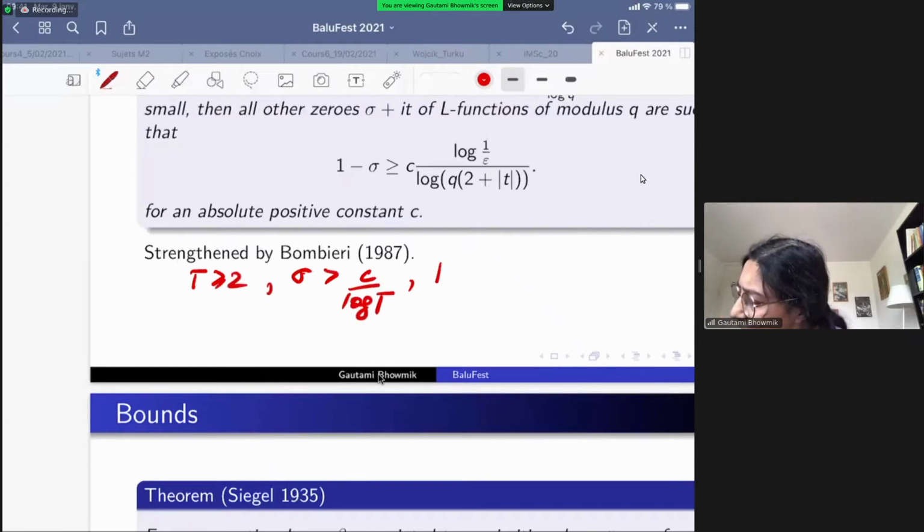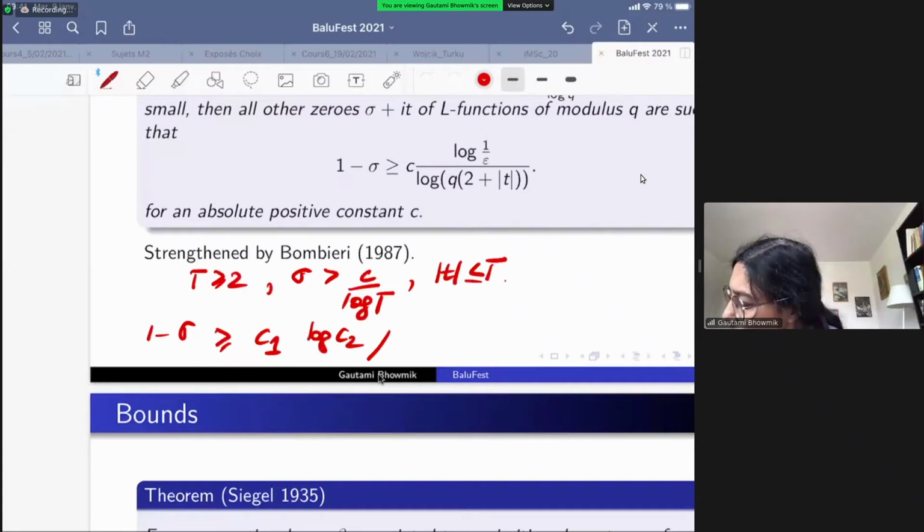Little t is bounded by the big T. Then there exist constants C1 and C2, such that the same 1 minus sigma that you see here can be written as C1 times log of C2, 1 minus beta log T, and the whole thing divided by log T.